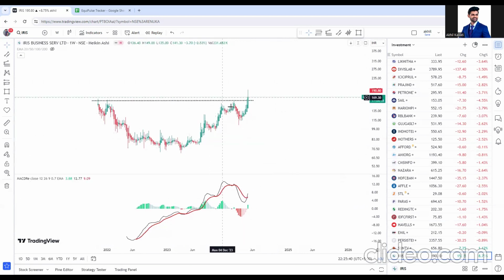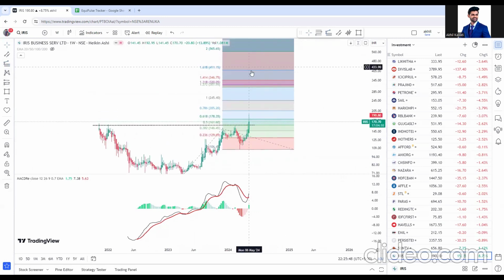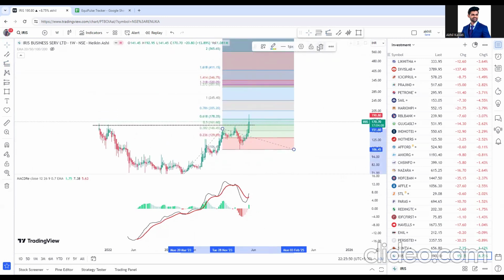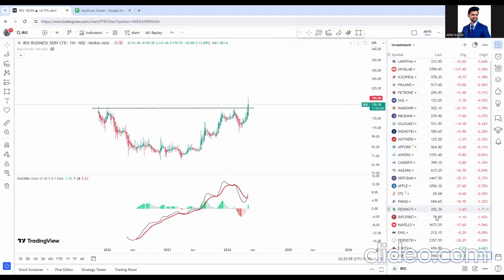So this was a wave one and wave two, and if we just measure the size of it, equality to 45, 1.618 is 411, but I think this would do way more than that, given that it's a micro cap. There are all the triggers which are required for this to do well.